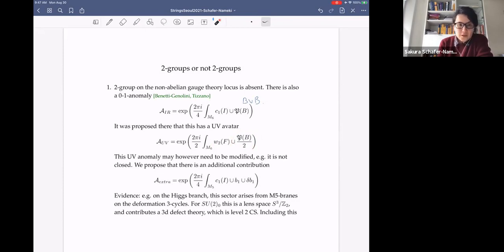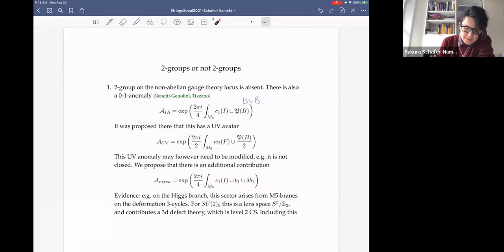First of all, this is actually not closed, and there could in fact be additional contributions. One contribution that would cancel this anomaly, make it closed, and would exactly tell us that there's actually no anomaly in the UV, is to add a term which is again the c1 of the instanton U(1), but also a one-form B1 delta B1. And now you could ask, where is that actually coming from?